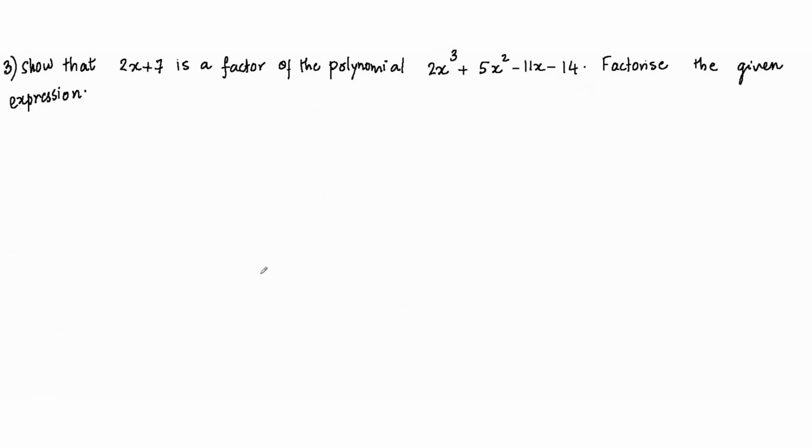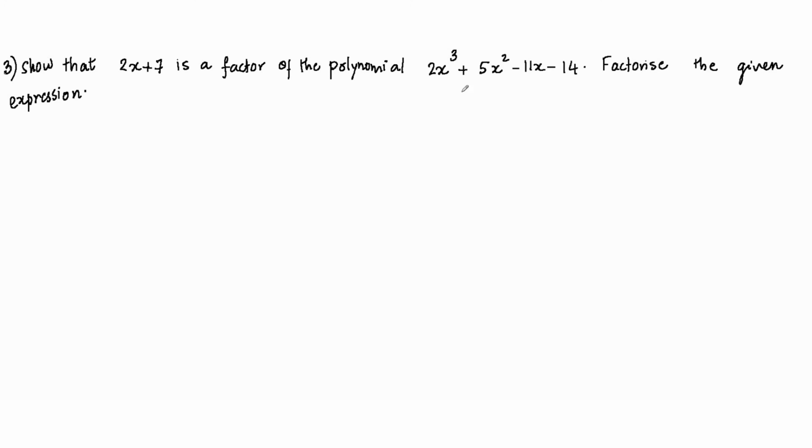Show that 2x plus 7 is a factor of the given polynomial and factorize the given expression. So this is a cubic polynomial. A cubic polynomial will have 3 factors, right? So the number of factors is always equal to the degree of the polynomial. I have to show that 2x plus 7 is a factor of this polynomial.